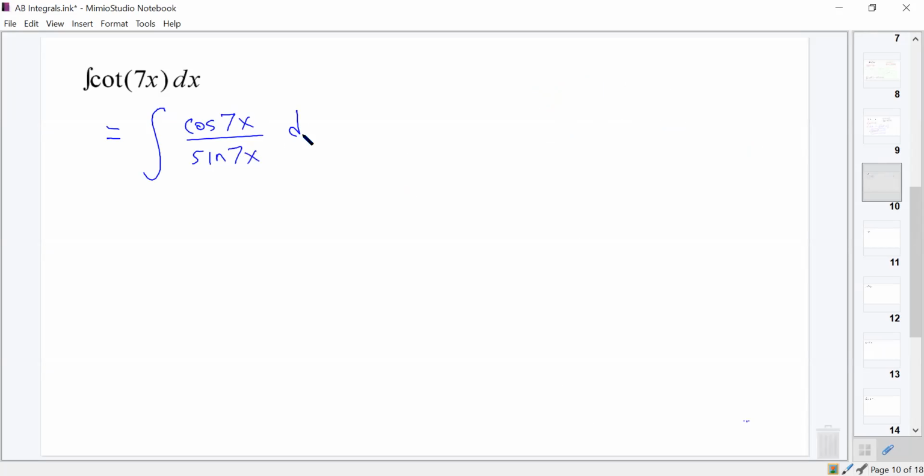So the only real good way to rewrite cotangent 7x is probably cosine 7x over sine 7x. Generally when we have a fraction, we're going to want to substitute out the denominator of it. So we're going to substitute out u equals sine 7x. And if u is sine 7x, what is du going to be? Seven cosine of 7x dx. 7 cosine 7x dx. Good.